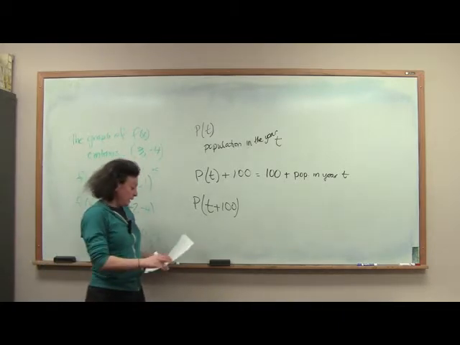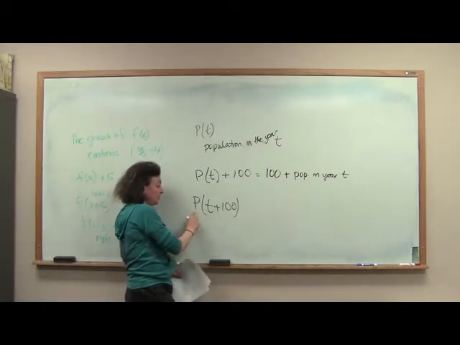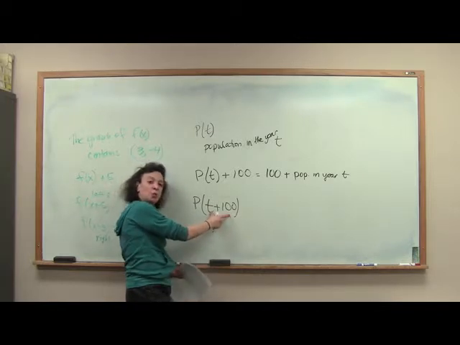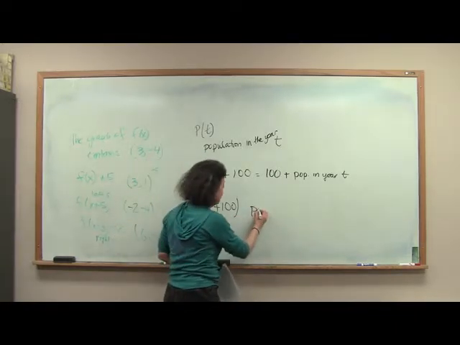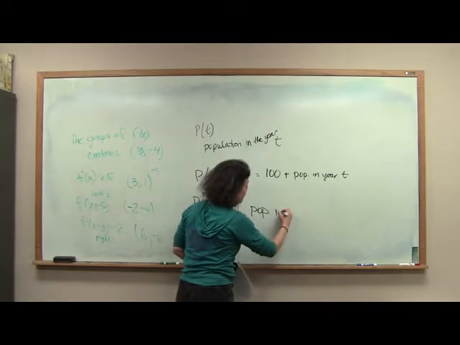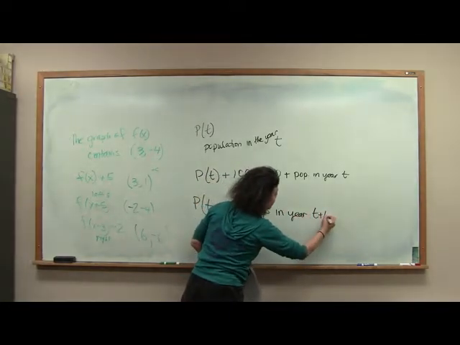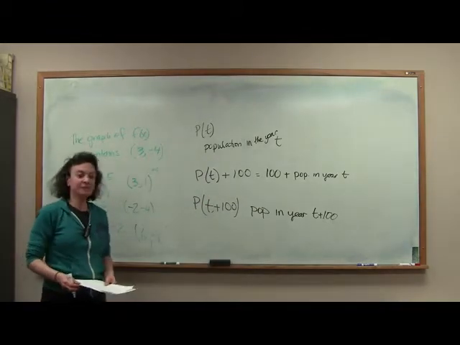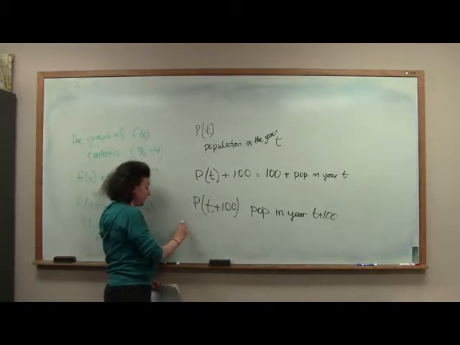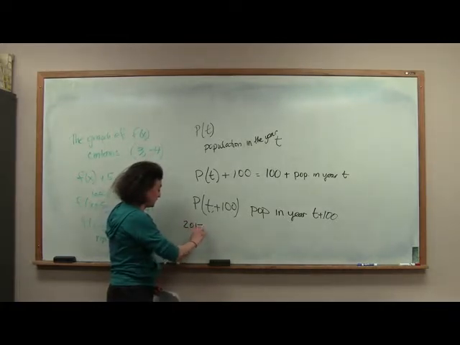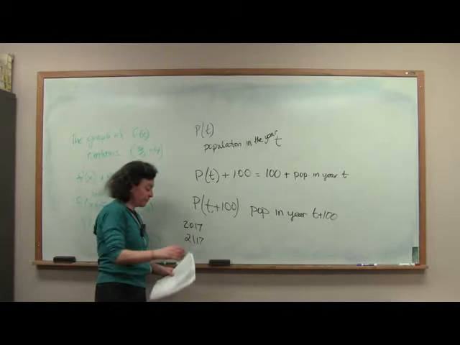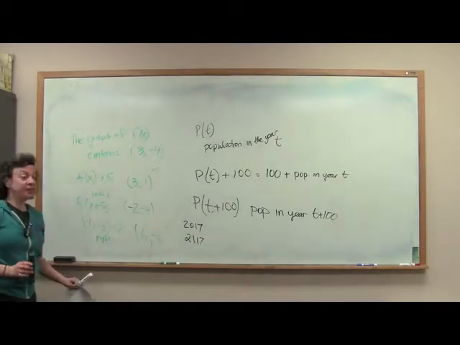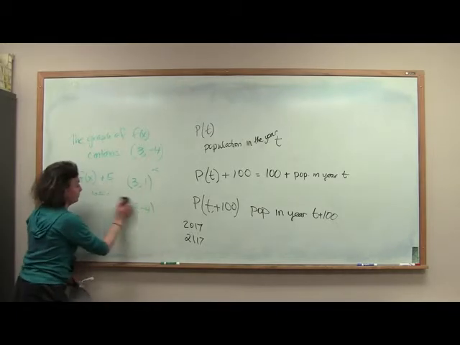Now, here, notice we're not changing our population, we're changing what we're plugging into our function. So I claim that this is still the population, but now it's the population in the year t plus 100. So instead of being in the year, I don't know, 2017, it would be in the year 2117. Okay? Let's play with a few more. I understand that these are really funky, especially when you see them for your first time.